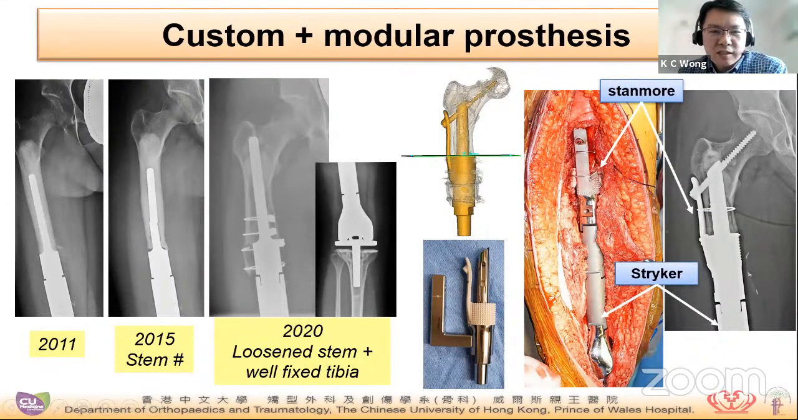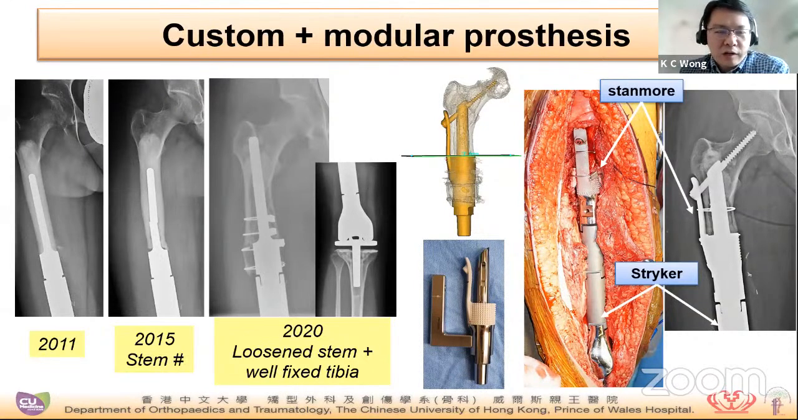The learning point from this case is that if you want to choose a modular type, it's better to choose one that has a custom solution. Otherwise, you can just do a total femur and sacrifice the hip joint, but the hip joint is very important for function and it's also much better than an ordinary replacement. So choose a modular implant with a custom solution.